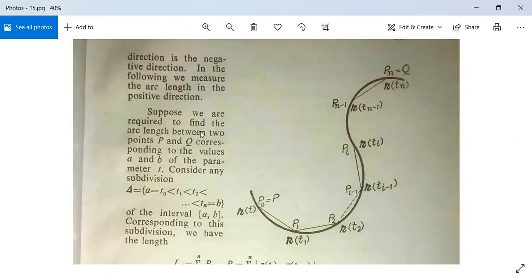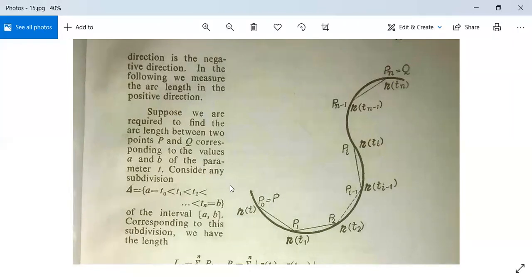suppose we are required to find the arc length between 2 points P and Q corresponding to the values a and b of the parameter t. देखो ये पॉइंट P है, इसको P नॉट बोल दिया, and this is point Q, suppose this is Pn point, और यहाँ पर t की वैल्यू small a है, here the value of t is small b.